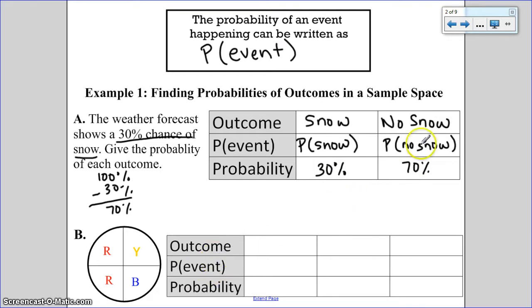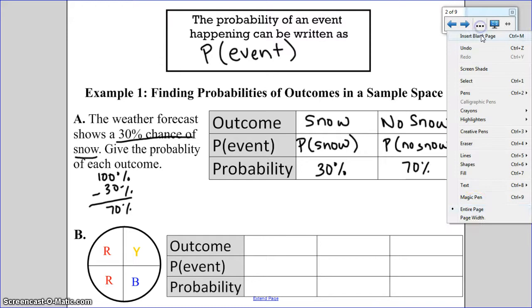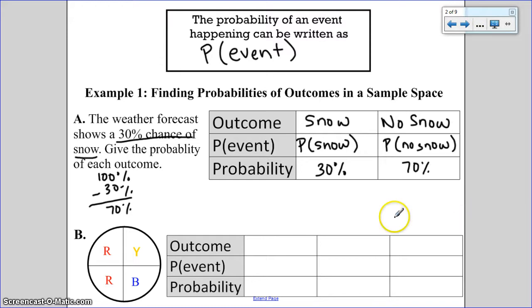Let's look at example B. In example B, we're given a little spinner. And the spinner has 2 red sections, 1 yellow and 1 blue. So that means that the possible outcomes, if you were to spin this, you could land on red, on yellow, or on blue.